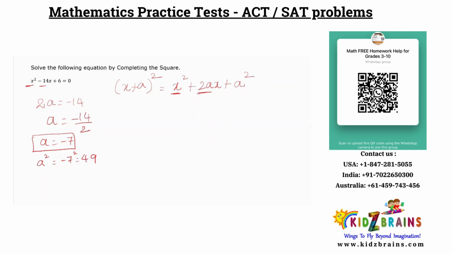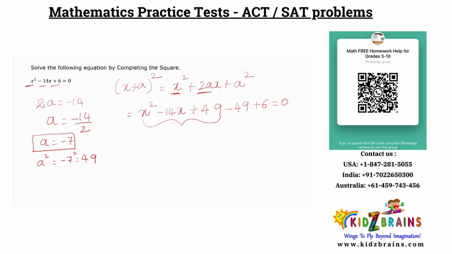So now I am going to make this equation x square minus 14x. Now our a is minus 7, right? And a square is 49. So I'll make this as plus 49 and minus 49 plus 6 is equal to 0. Now let us look at the equation and see what we have changed. So x square minus 14x plus 6 is equal to 0. So here I have added 49 and I have subtracted 49. This is not going to change the equation. So this equation is still valid because I'm adding 49 and subtracting 49.